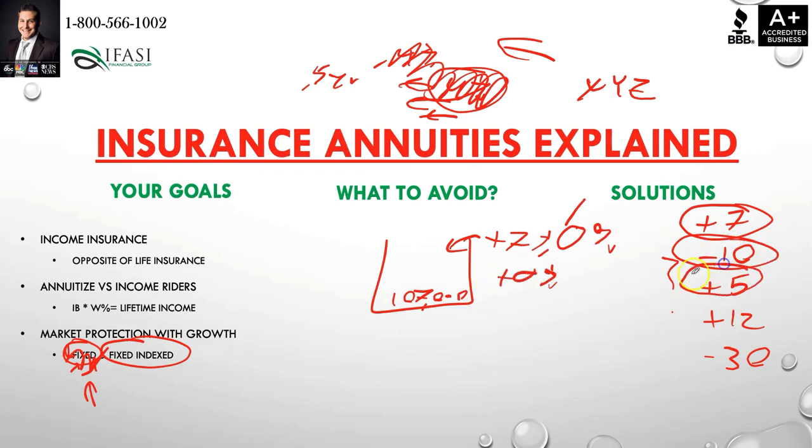The next year, when it had a positive 5, it's going to be 5% on top of this $107,000. The next year, it gained plus 12. You'd get that plus 12% on top of that higher number. The last year, if it lost 30, you would gain 0%.